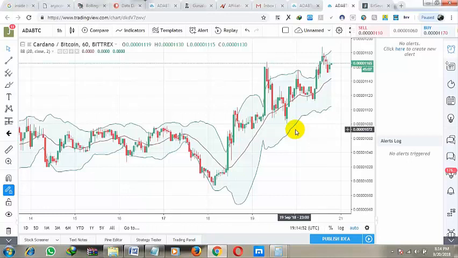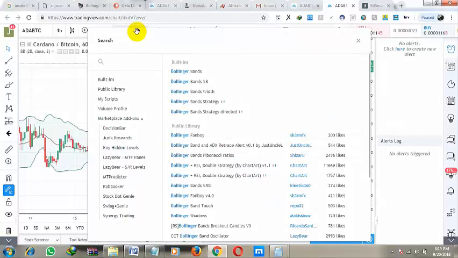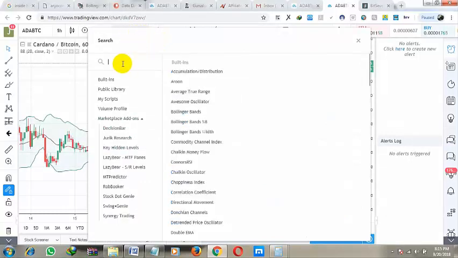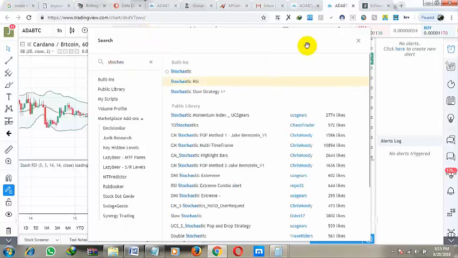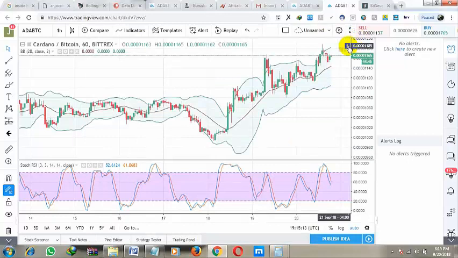Now the next tutorial I'm going to do here, I will use other indicators to complement the Bollinger, so that you also understand how it works better. Like I said, do not only use the Bollinger, always support it with other indicators. Like when I support it with the stochastic now, it will give me a better signal.